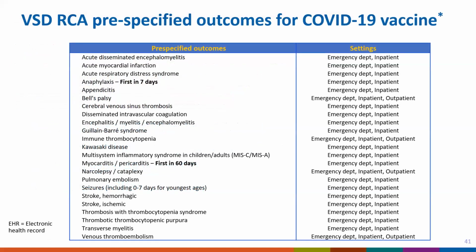So here's a list of the outcomes, and these outcomes were based on known, potentially serious adverse events, either from other vaccines that we studied in the past, events examined in the COVID vaccine clinical trials, and events that we knew were identifiable with a certain degree of accuracy in the electronic health record databases. And this outcome list was compiled by VSD investigators in collaboration with partners with the CDC, FDA, and Department of Defense.